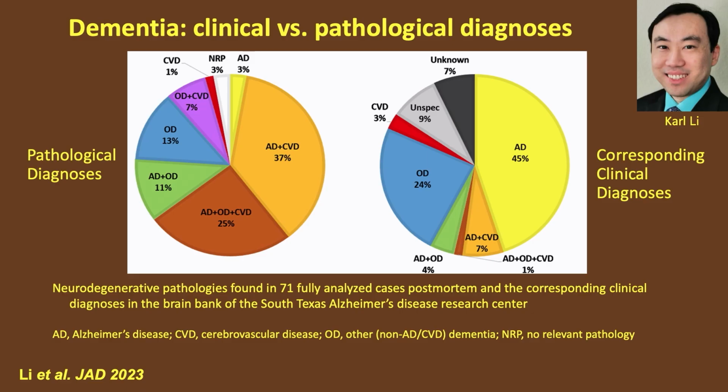Often, Alzheimer's disease is not present alone in the brain. So this is Karl Lee, a postdoctoral fellow in my lab, who has answered the question of how clinical diagnosis in vivo would correspond to pathological diagnosis post-mortem. So we went to our brain bank in our ADRC, which had at the time 71 brains. We looked into the clinical diagnosis to the right and compared it with the post-mortem diagnosis to the left.